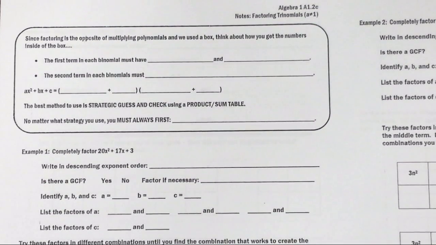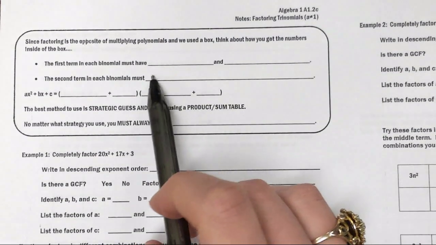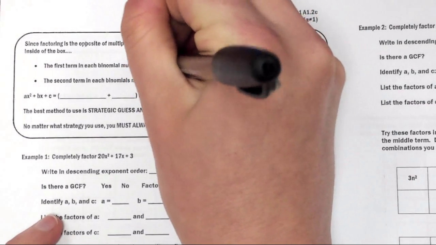In this video, we're going to talk about how to factor trinomials when the leading coefficient is not 1. The first term in each binomial must have a coefficient and a variable. The second term in each binomial must have a constant.